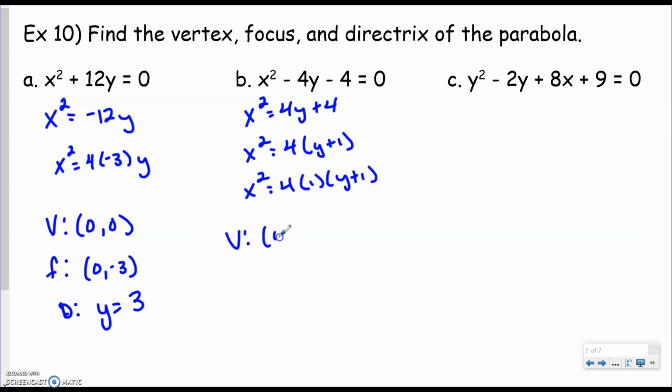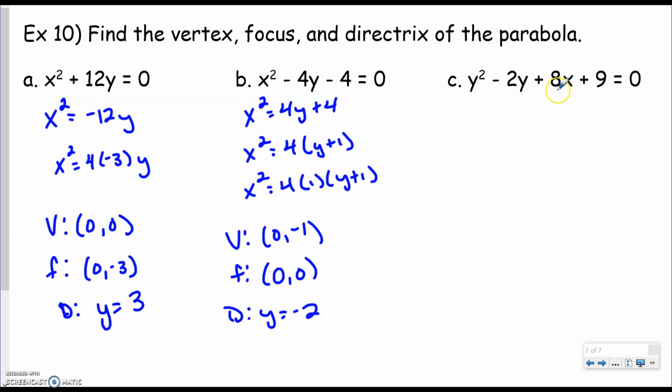My vertex is 0, -1. There's nothing with my x, plus 1 with my y. My p is 1, so that means my focus is going to be 1 above, because it's x squared, and it's positive, so I'm going to do -1 plus 1, which is 0. And my directrix is going to be my vertex minus 1, so y equals -2. If it helps, you could graph that and see where you're at.